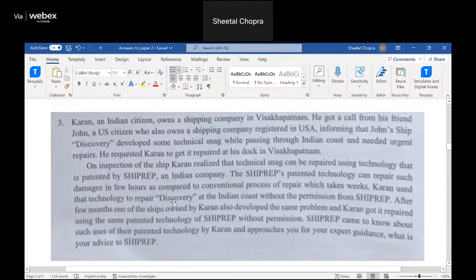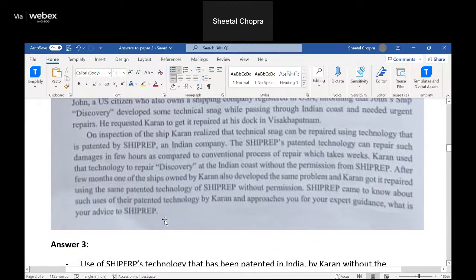Karan used that technology to repair Discovery at the Indian coast without permission of Shiprep. After a few months, one of the ships owned by Karan also developed some problem, and Karan got it repaired using the same patented technology of Shiprep without permission. Shiprep came to know about it and approaches you for further guidance and expert advice regarding the use of such patented technology by Karan. What is our guidance to Shiprep?